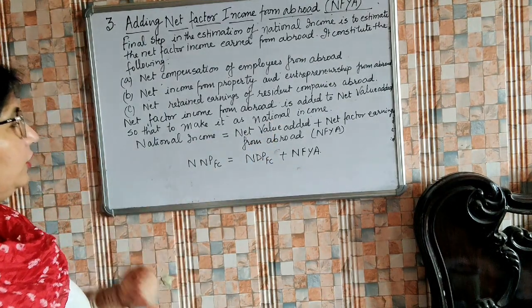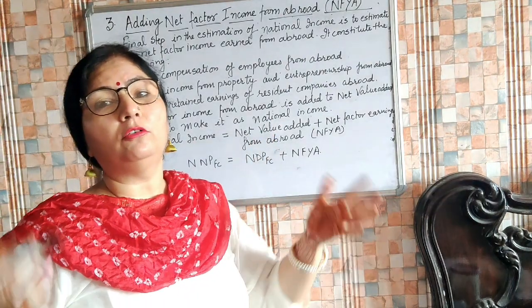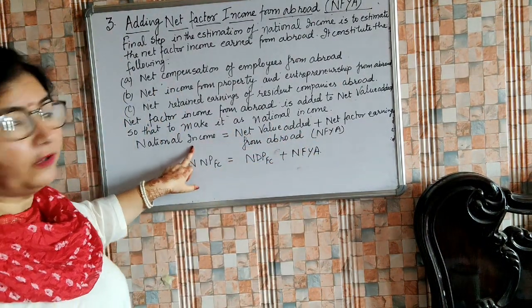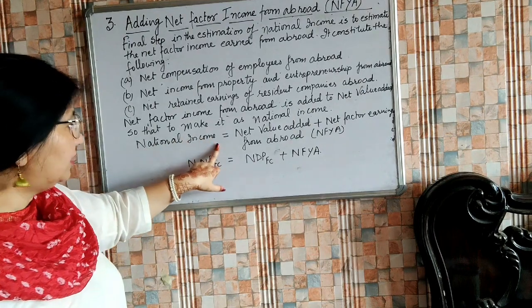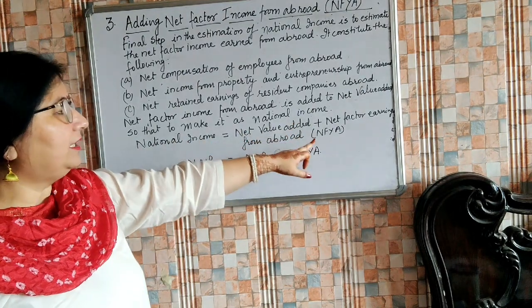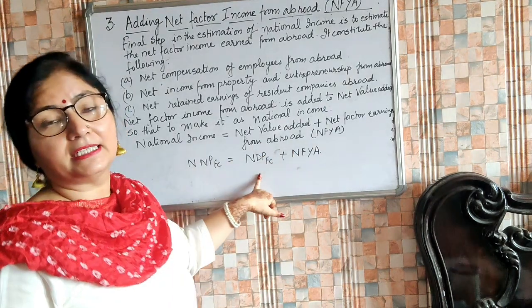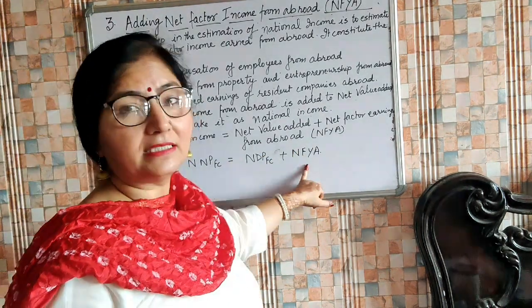अगर हमें net value added में net factor income को add कर देना है, then we will be getting the national income. So the formula will become like that: national income equals net value added plus net factor income from abroad, and in other words we can say it is NDP at FC plus NFI.